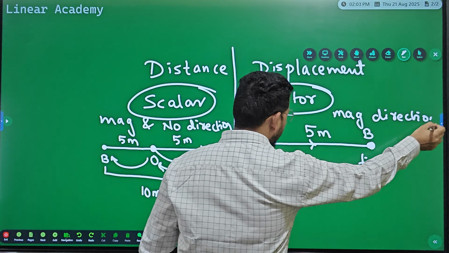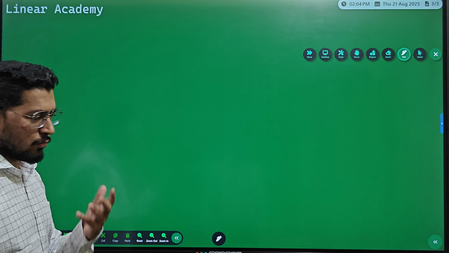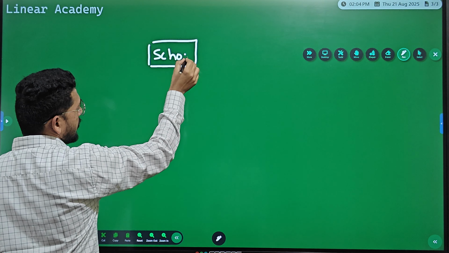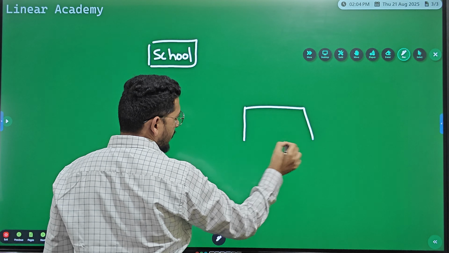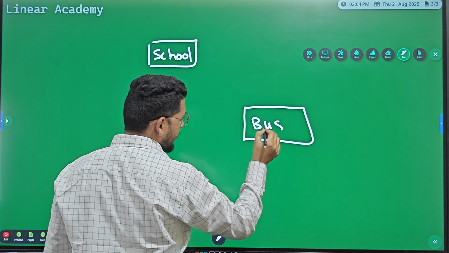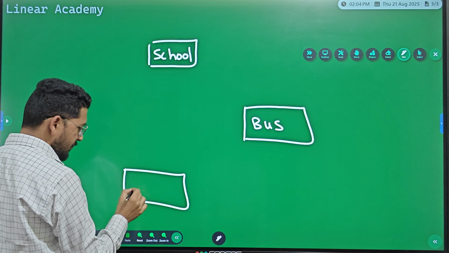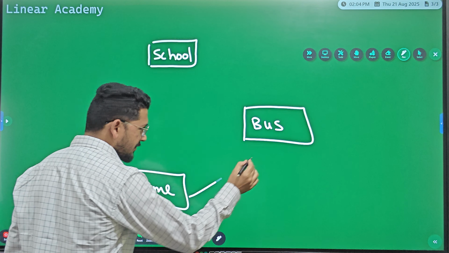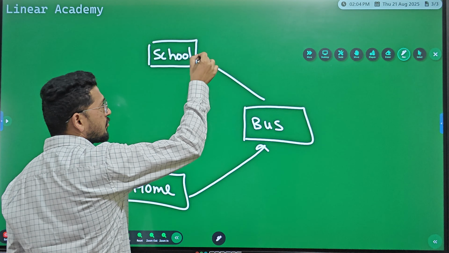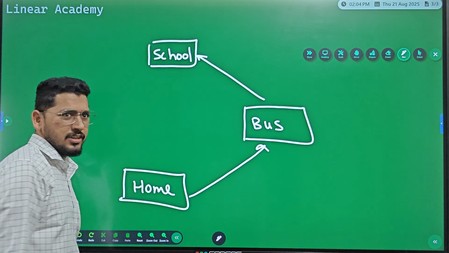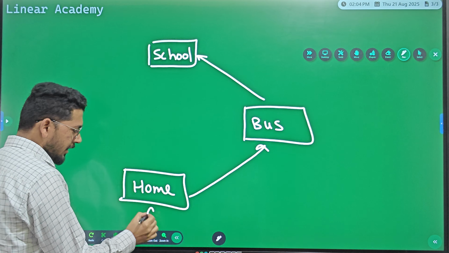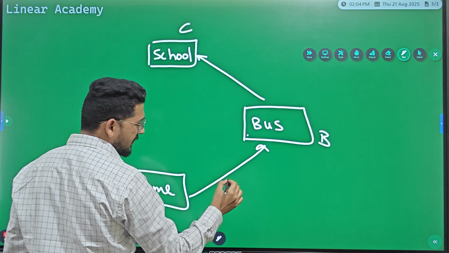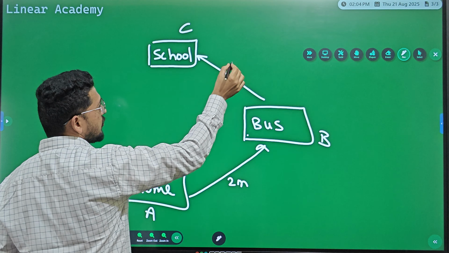We'll make it simpler. We'll go to the next page. Suppose this is your school, this is your bus stand and this is your home. If you are moving from home to the bus stand, then the bus stand to school, you are changing direction. Suppose this is point A, this is point B and this is point C. Home to bus stand is 2 meters and bus stand to school is 5 meters.